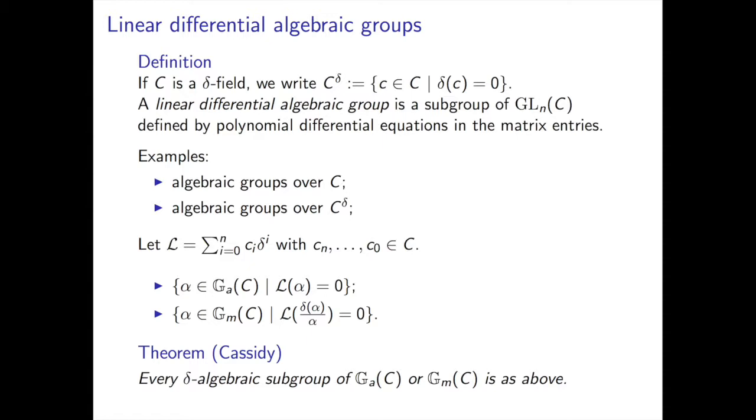So here are some examples. Any algebraic group over the field is already a differential algebraic group because polynomial equations are very special kinds of differential equations where the differential just didn't appear. A bit more interestingly, any algebraic group over the field of differential constants is a linear differential algebraic group, which is defined by the equations defining this algebraic group here, together with one more differential equation for each matrix entry that says that delta of it is 0.